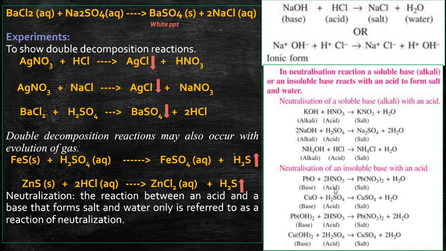Lead oxide reacts with nitric acid to form lead nitrate and water. Same as copper oxide, which gives copper sulfate and water. Copper hydroxide gives copper sulfate with water. Okay, children, with that we are ending this topic on types of chemical changes or chemical reactions.